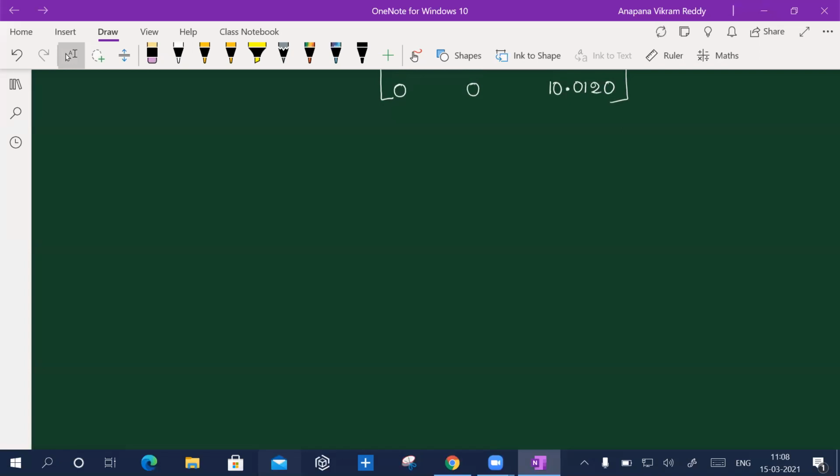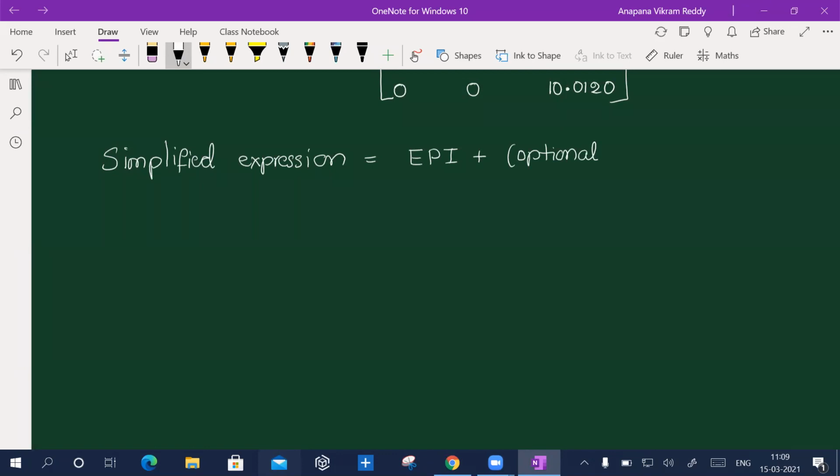So in K-maps, we take this simplified expression, which is equal to essential prime implicants terms plus some optional non-essential prime implicants. This extra term, what is this?